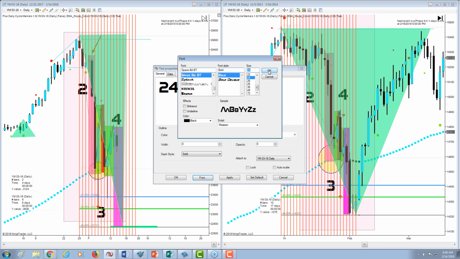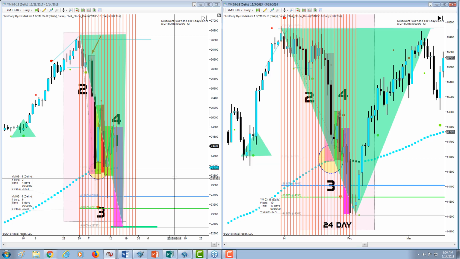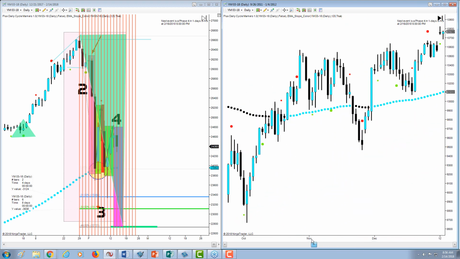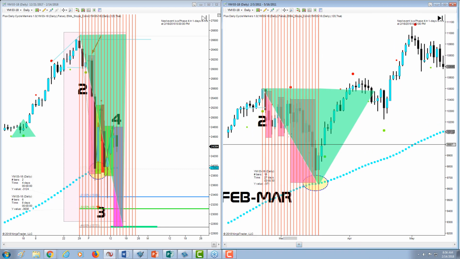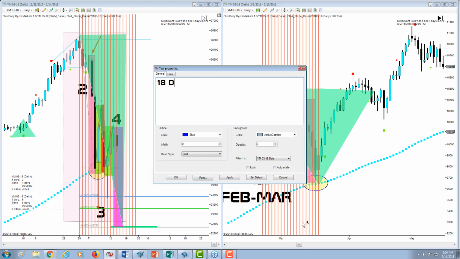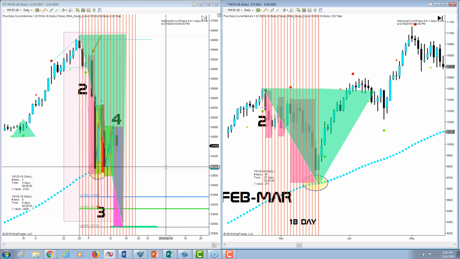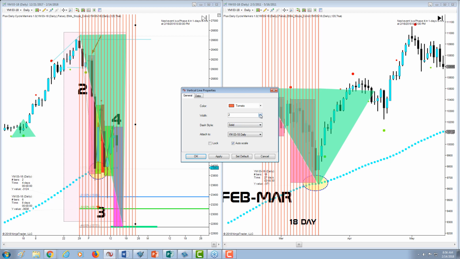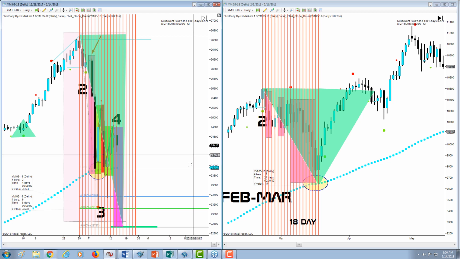Really digging into this one like a tick. That was a 24-day cycle to the pivot low from the high. This one was an 18-day. Okay, so 18 for us would be here. The minimum to get down to there would be that bar.